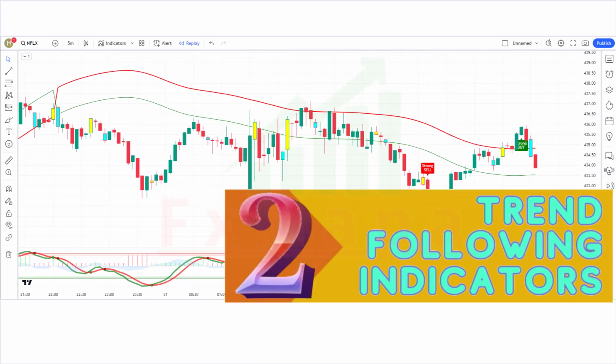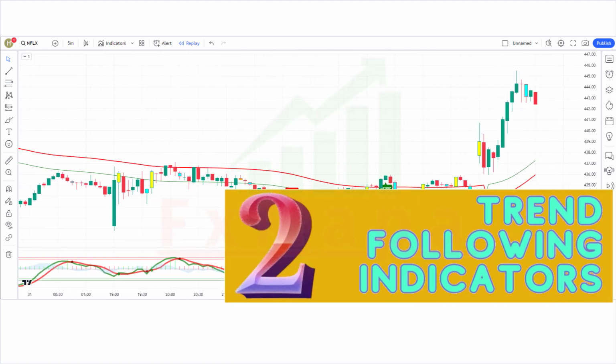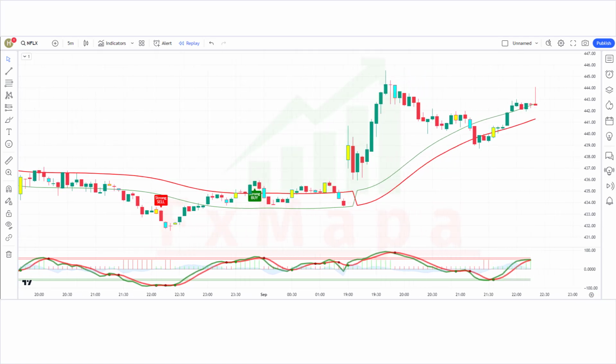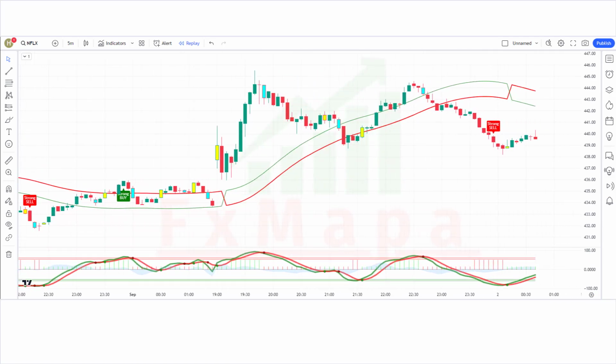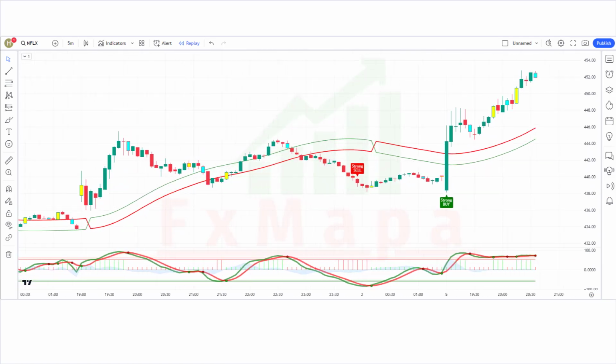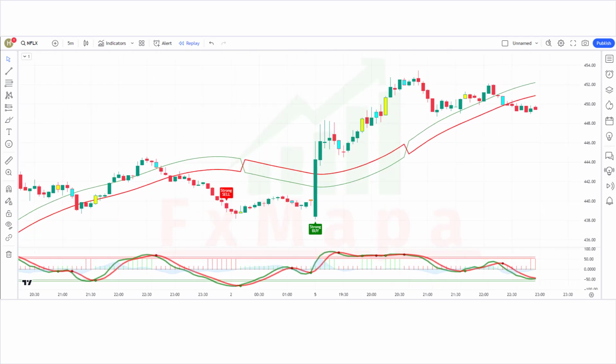In today's video we will take a look at two trend following indicators and how to improve the settings in a step-by-step manner. So yeah guys, let's not waste any time here. Without further ado, let's jump right into it.